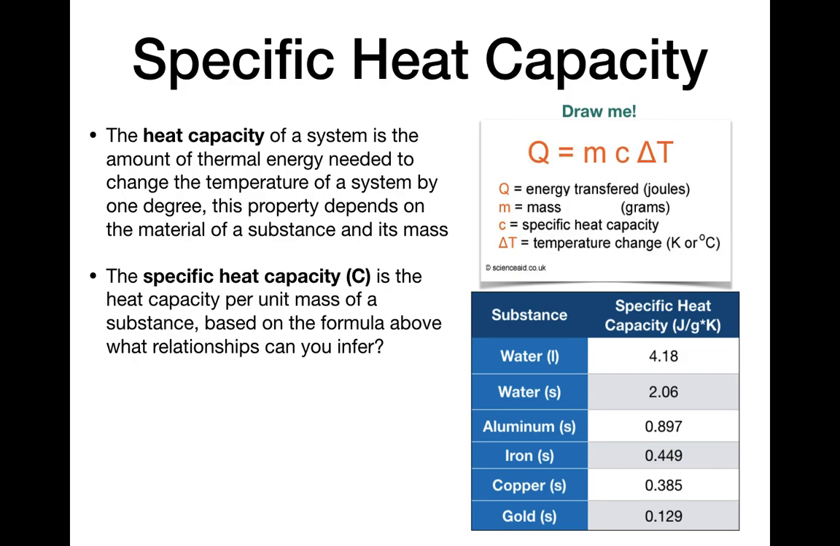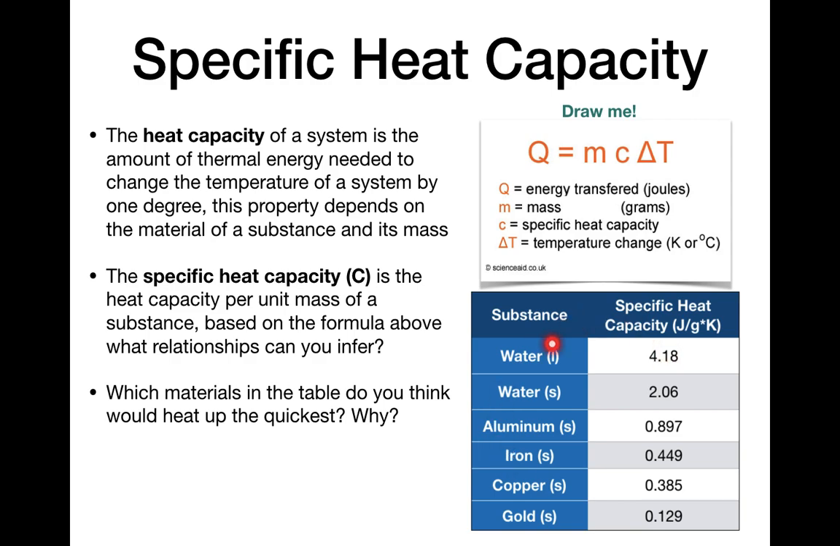Well, hopefully we can see that everything here is directly proportional, nothing being divided. So if we increase mass, we're going to increase the energy transfer. If we increase heat capacity, we're going to also increase energy transfer. If we increase the change in temperature, we're going to also change the energy transfer. So everything is directly proportional. You increase anything, it's going to increase everything else. They're all related to each other.